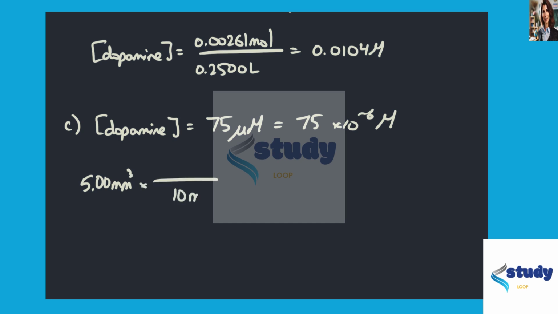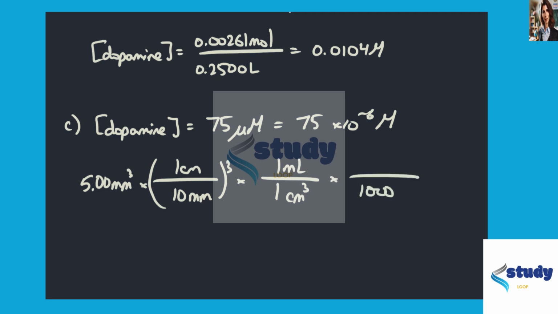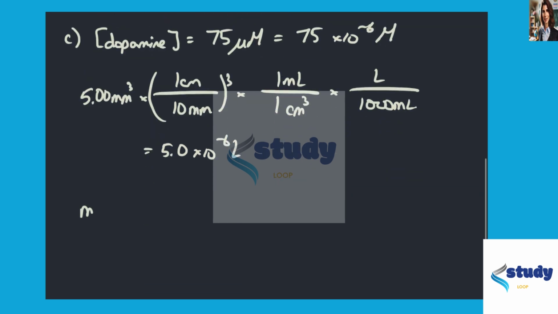Let's convert this into liters. I know that there's 10 millimeters in 1 centimeter. That'll be cubed. 1 centimeter cubed is equivalent to a milliliter, and 1,000 milliliters in a liter, and this would give me 5.0 times 10 to the negative 6 liters.